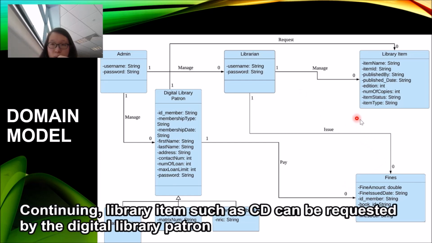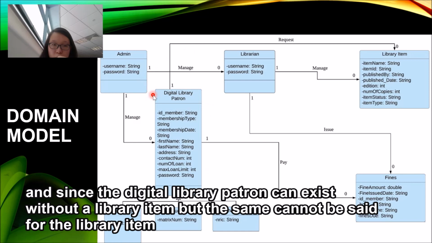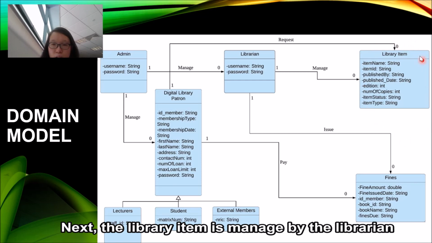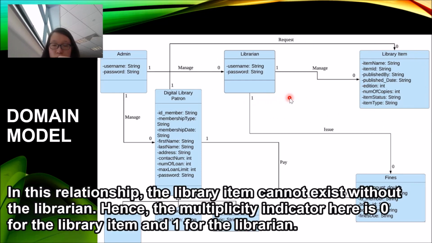Continuing, library items such as CDs can be requested by the digital library patrons. Since the digital library patron can exist without a library item, but the same cannot be said for the library item, the multiplicity here is 1 for the digital library patrons and 0 for the library item, respectively. Next, the library item is managed by the librarian. In this relationship, the library item cannot exist without the librarian, hence the multiplicity indicator here is 0 for the library item and 1 for the librarian.